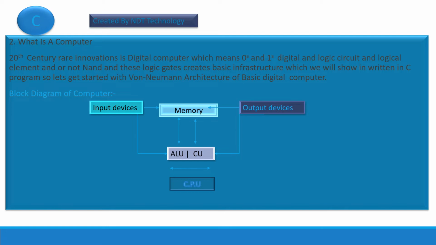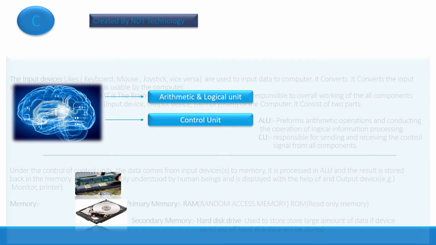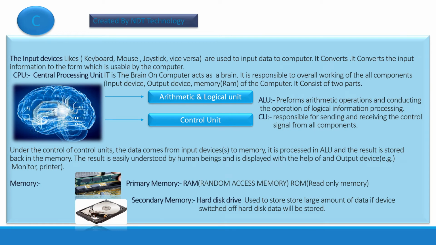We can see the CPU is the brain of the computer. The next topic is the explanation of these terms. You can see in this figure a brain shown with some electronic circuit neural networks. So I'm going to show you the arithmetic and logical unit and the control unit. Here in this figure you can see the CPU consists of two units. First is the arithmetic and logical unit, second is the control unit, and this is memory. Here you can see the full details of each terminology.